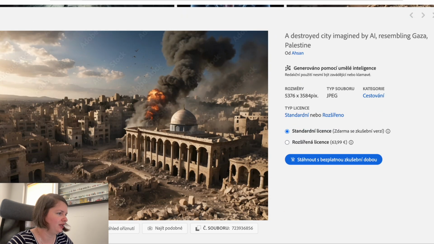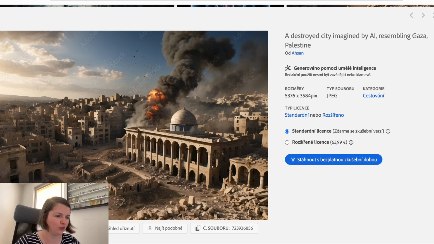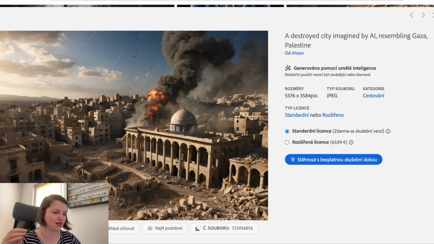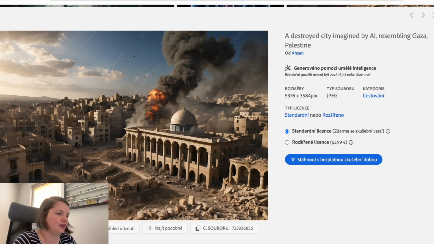A destroyed city imagined by AI resembling Gaza, Palestine. I hope you all know, but if you don't, Adobe doesn't allow you to generate images that depict an actual place and event. So you kind of avoided it by saying that it's resembling Gaza. That is not really Gaza, but it resembles Gaza, right? I would advise against it.